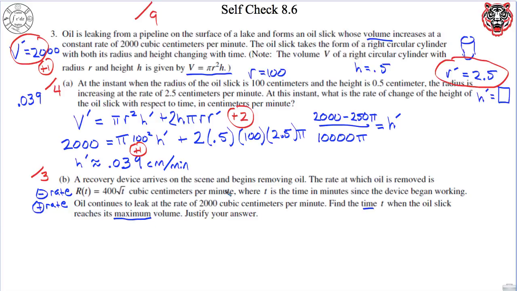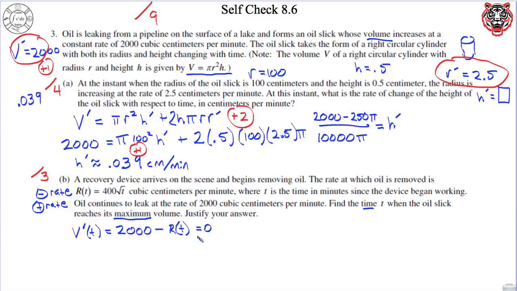All right, so they're essentially giving us our V function. Our V prime is how much the volume is changing with respect to time. Our volume function is now 2,000 minus this RT. I could have written 400 square root of T. So I need to find where the oil slick is at its maximum, so I need to find the critical values of my volume function. So I need to say V prime equals 0, set this thing equal to 0, and solve.